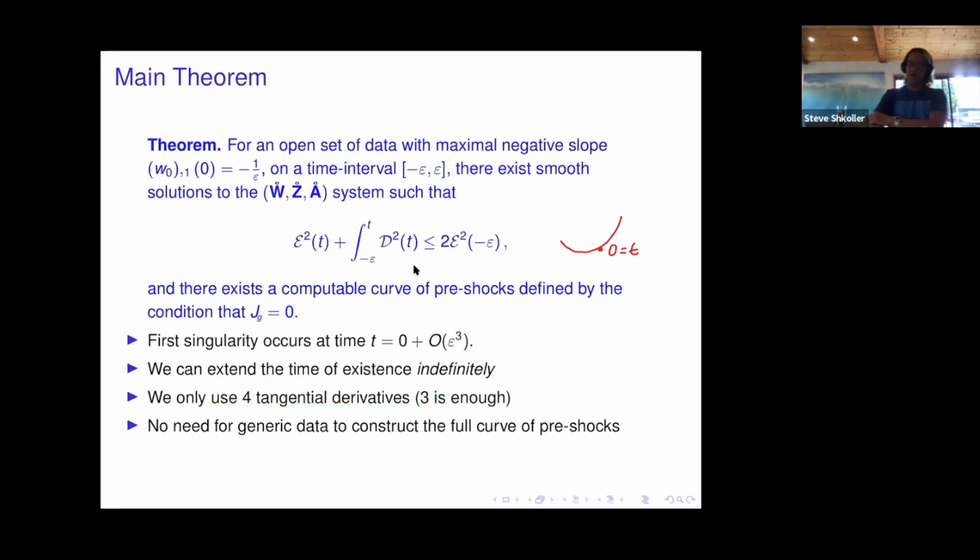An important remark here is that there's actually no need for generic data to construct the full curve of preshocks. You need it in order to classify the solution along the preshocks in an appropriate way, but just to prove shock formation all the way up to this entire curve of preshocks, you don't need it. And what generic means is that when you set this slope to be -1 over epsilon, it's a global minimum. So when you construct generic data, you ensure that this is a global minimum. Otherwise, you don't. And you don't have to. That's the point.